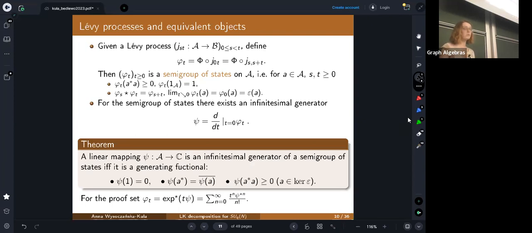And now it can be shown that a linear mapping psi is an infinitesimal generator of a semi-group of states whenever it is a generating functional in the sense that I gave you on the first slide. So it's hermitian, normalized, and conditionally positive. It's basically straightforward to show that if psi is of this form, it will satisfy these properties. And to see the inverse, we just define the semi-group phi t to be the convolution exponent of t times psi, where the convolution is defined in a standard way. So to any Lévy process, we can associate a generating functional.